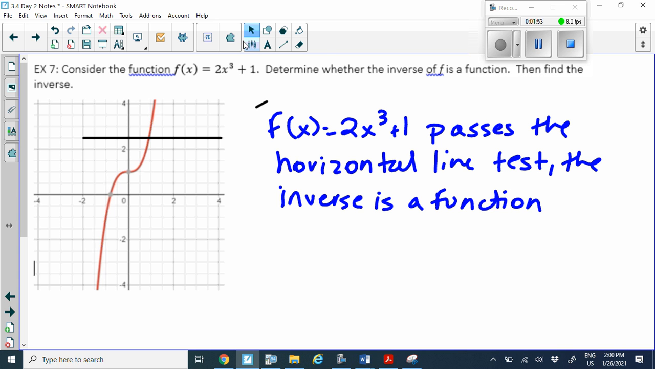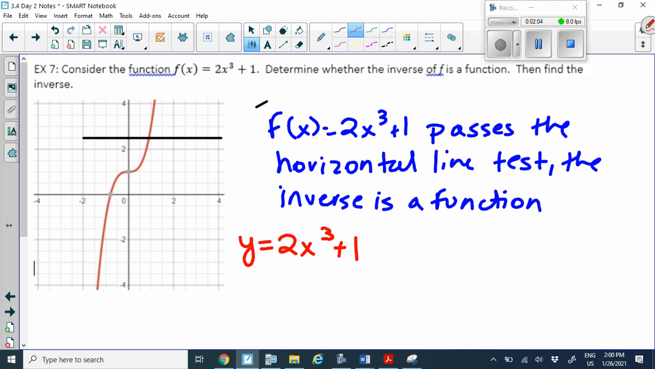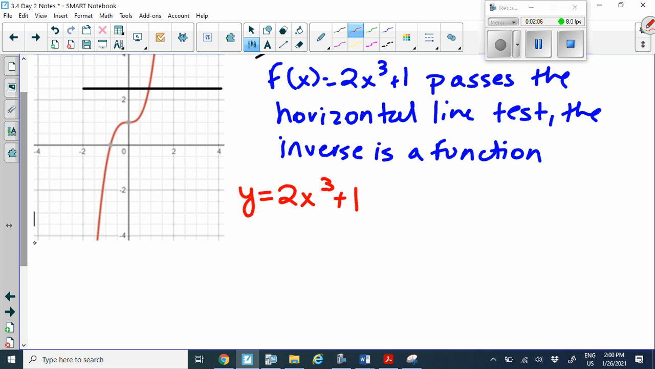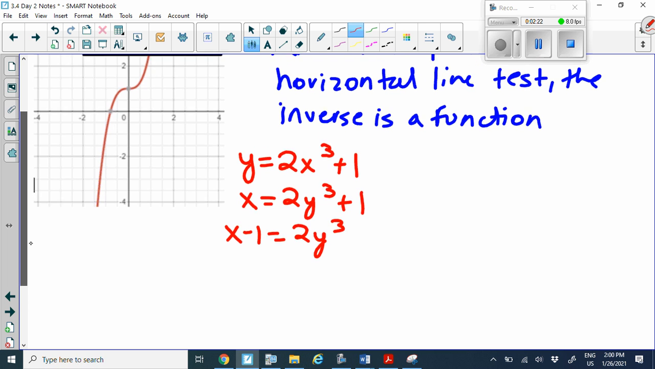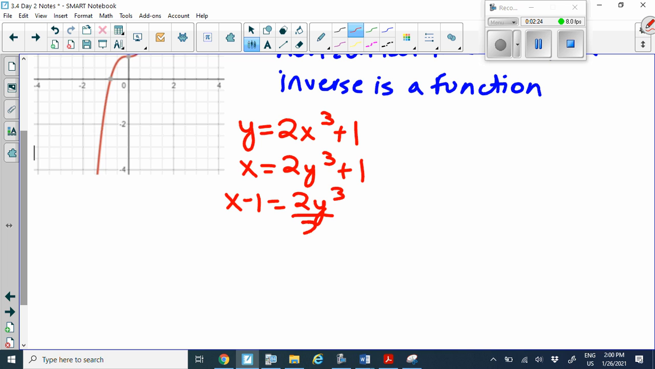Okay, so now what we're going to do is find the inverse. Remember our first step, notice we have f of x, so we need to change that to y equals 2x cubed plus 1. Now our next step is to switch the x and y. So now x equals 2y cubed plus 1. Now I'm going to solve for y. So I subtract 1 on both sides. Now I actually need to divide by 2 next. So make sure you're doing your order of operations.